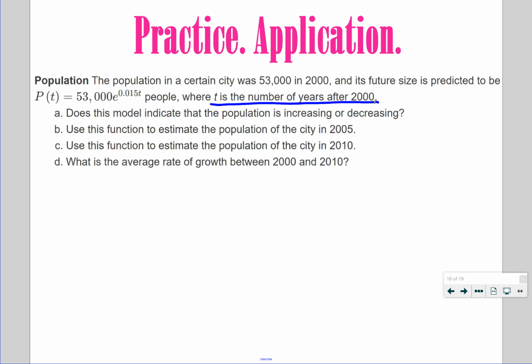Okay. So actually, let's do part D together. I want you guys to do A, B, and C, and then we'll do that last piece. All right, so go ahead and try those first 3.